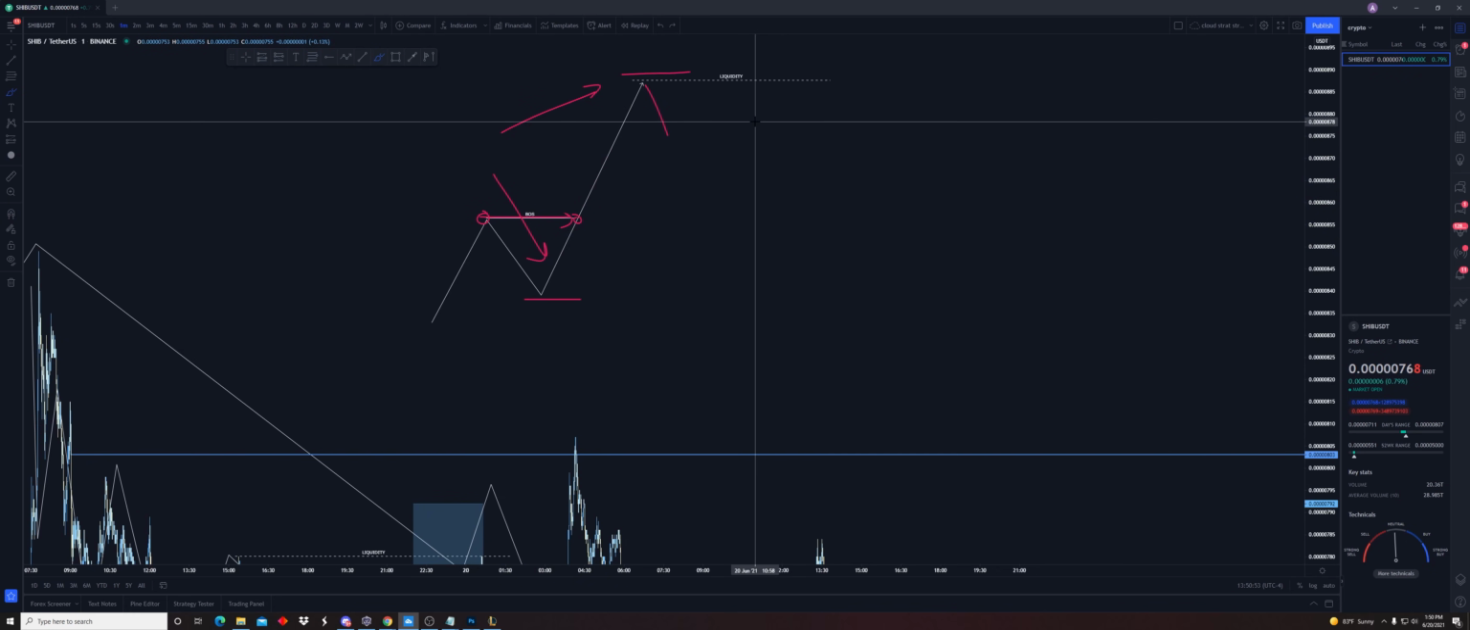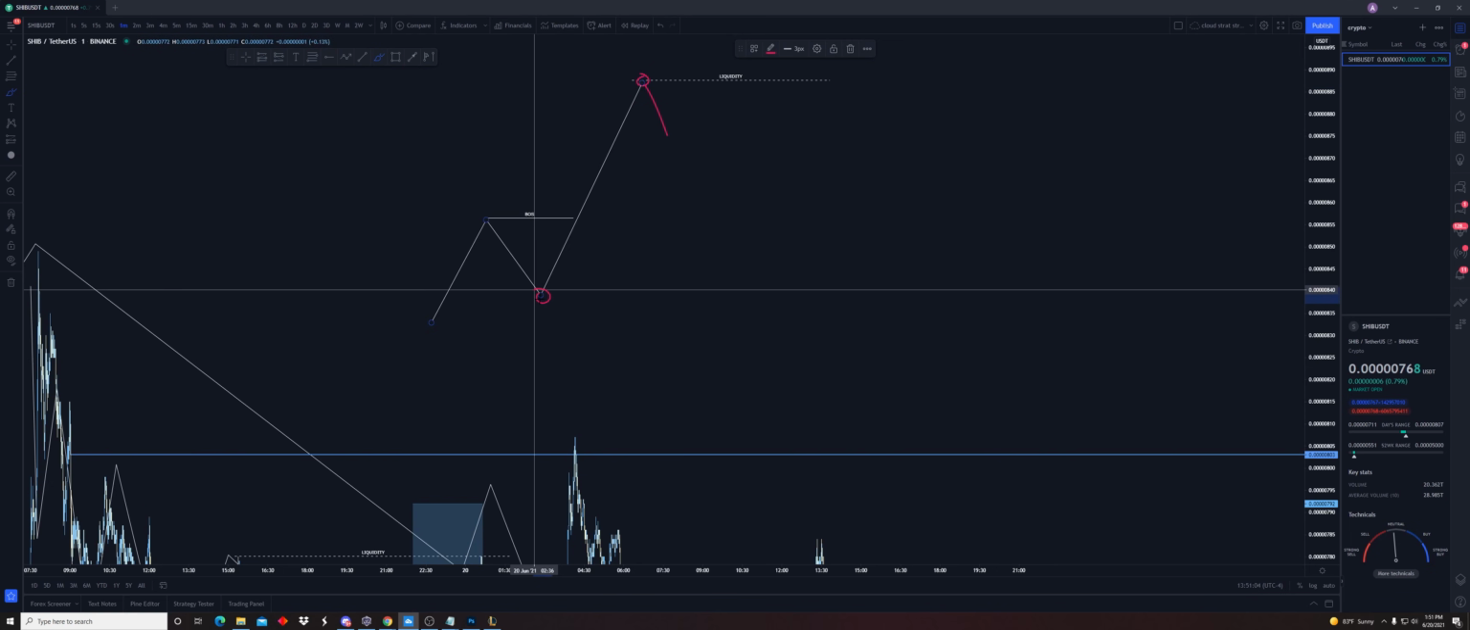Something I touch on in the mentorship a lot, and something I'll touch on with you guys here that I think is really important, is to constantly be asking yourself which area, the high or the low in a certain range, is more likely to be attacked first.